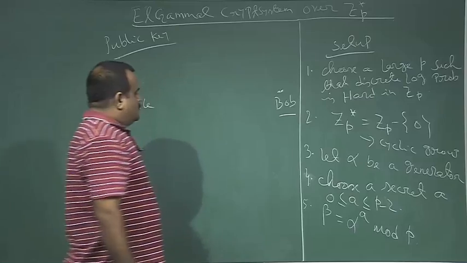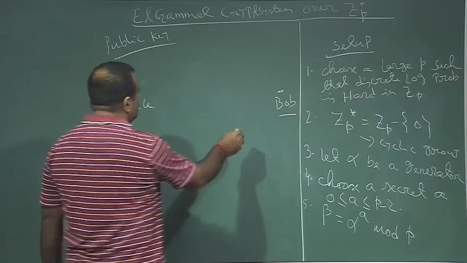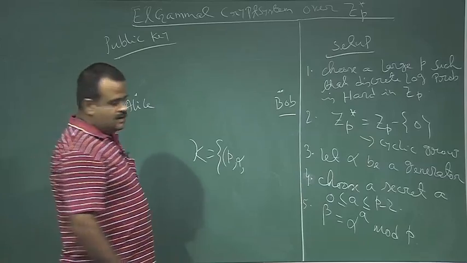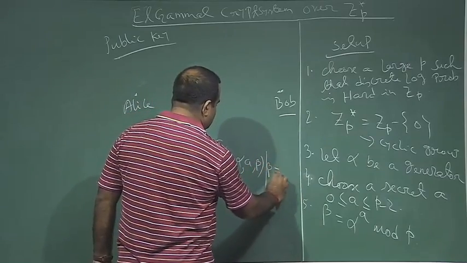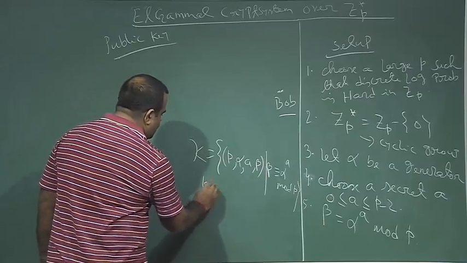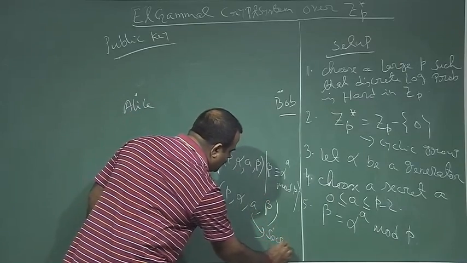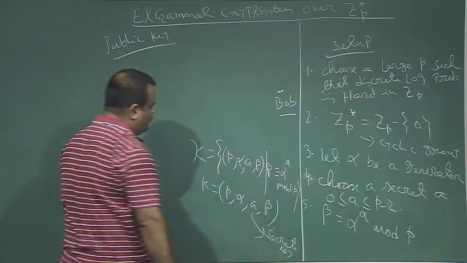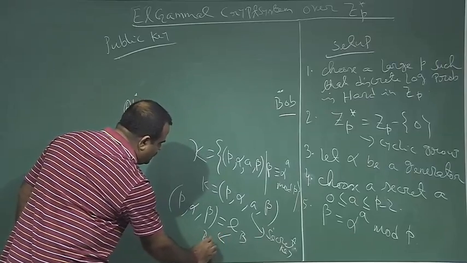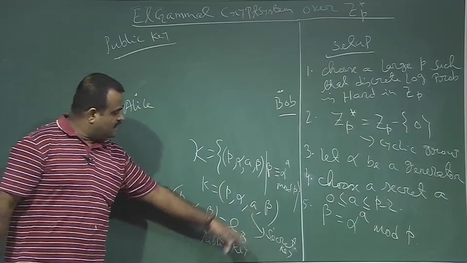So now, after this, the key space is basically the set of tuples (p, alpha, a, beta), where beta is congruent to alpha to the power a mod p. So each key is basically having this tuple (p, alpha, a, beta). Among these, a is the secret key or the private key of Bob, and the remaining part (p, alpha, beta), this is basically EB. So this is the public key of Bob, and this a is the private key of Bob.